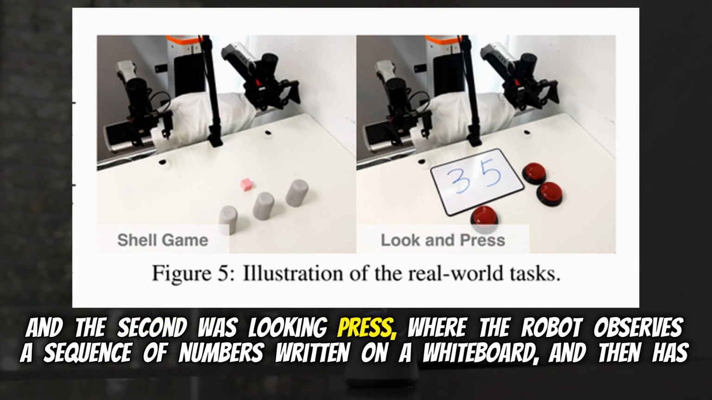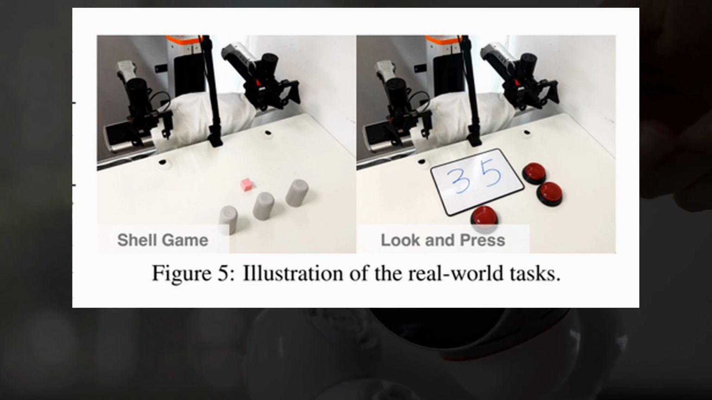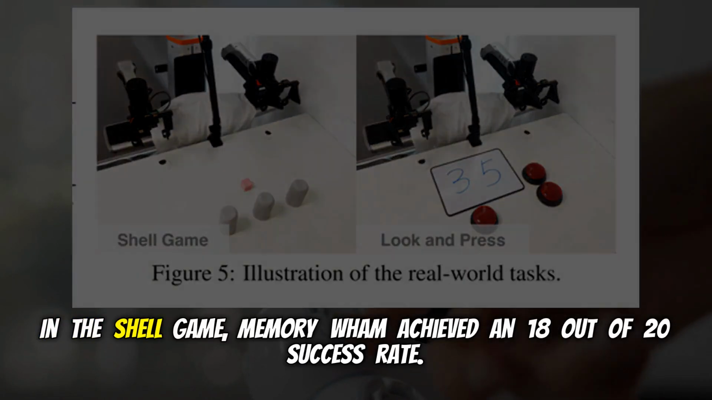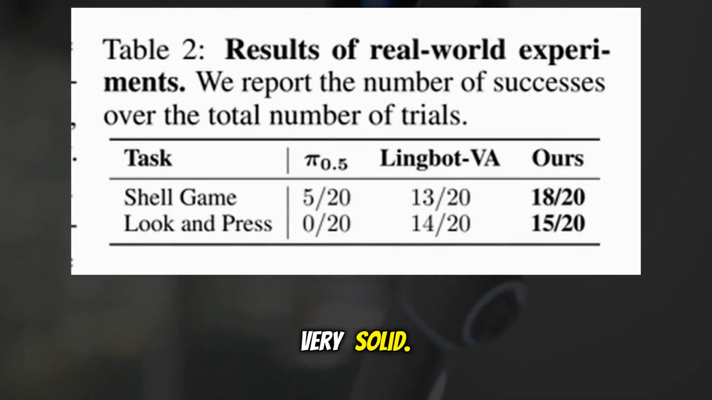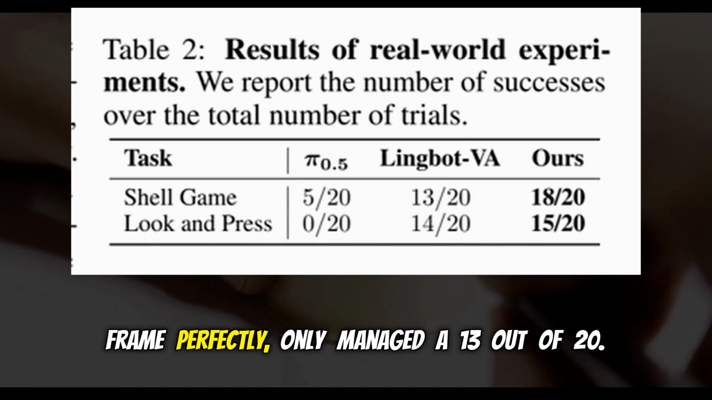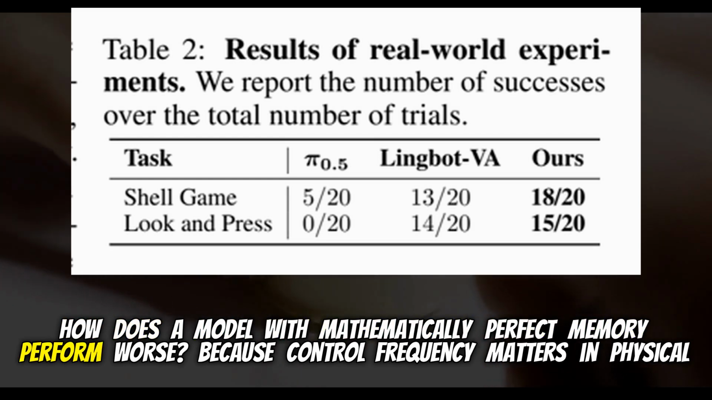And the second was look and press, where the robot observes a sequence of numbers written on a whiteboard and then has to physically press corresponding buttons the correct number of times entirely from memory. And this brings us right back to the latency trap we discussed in the intro. In the shell game, MemoryWAM achieved an 18 out of 20 success rate. Very solid. But the full history model, Lingbot VA, the model that theoretically remembers every single pixel of every single frame perfectly, only managed a 13 out of 20. How does a model with mathematically perfect memory perform worse?